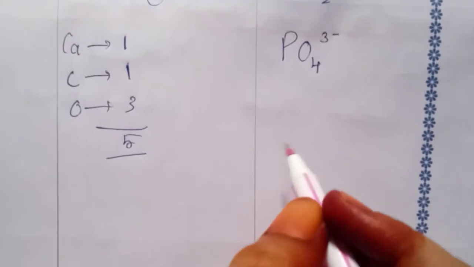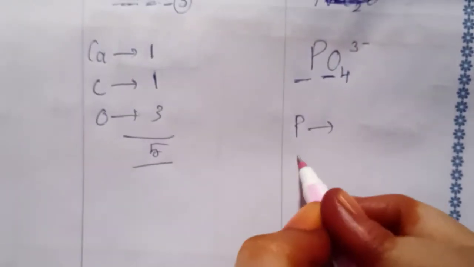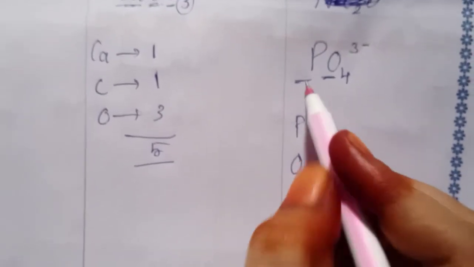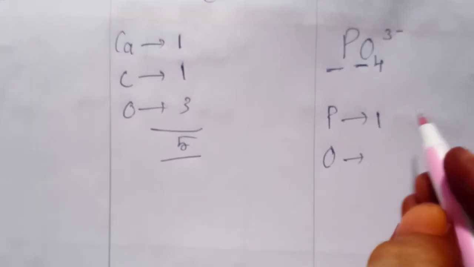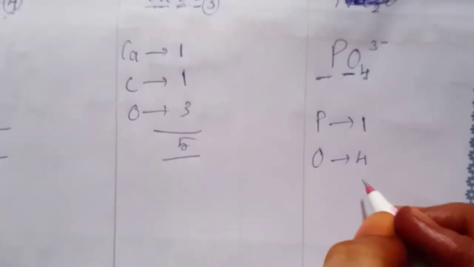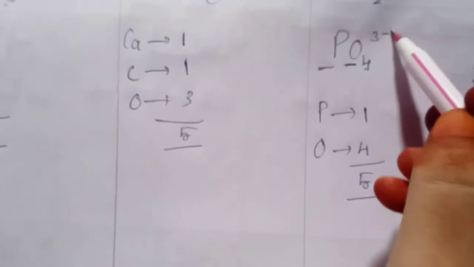And next, see the case PO4 3 minus. Here also, only the number of atoms is asked. Here 2 kinds of atoms are there. P represents phosphorus, O represents the oxygen atom. How many phosphorus are there? After P there is no number, so only one phosphorus. After O, 4 is there, so 4 oxygen atoms are present. Totally 5. Here don't consider the charge.